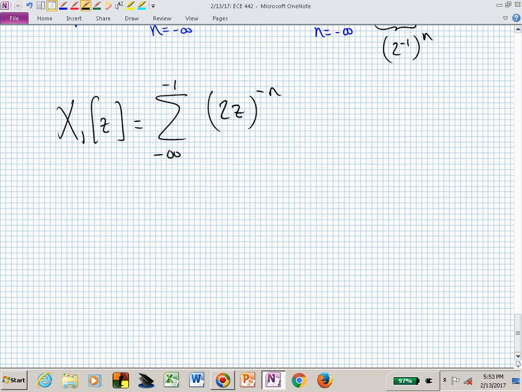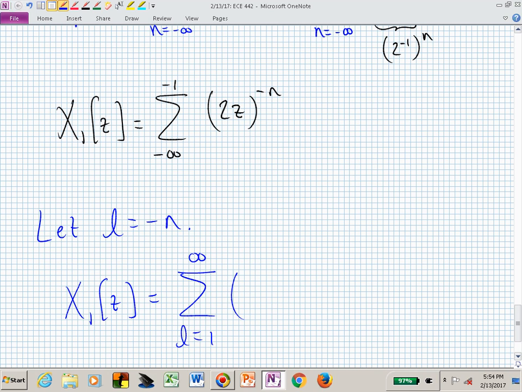Which may be confusing to think about: minus exponents, negative arguments of the index. So let's just eliminate that. Suppose we define L to be minus n, so that we can talk about positive values. If that's the case, capital X sub 1 of z now evolves from where? Well, it now goes from L equal 1 to infinity. And we can replace negative n with L, so we now have 2z to the L. And that's this geometric series.